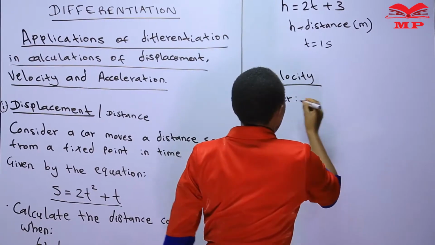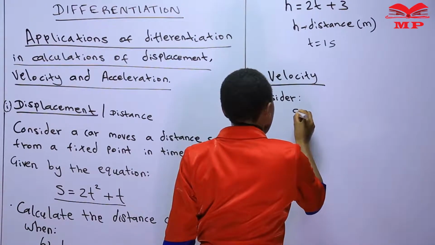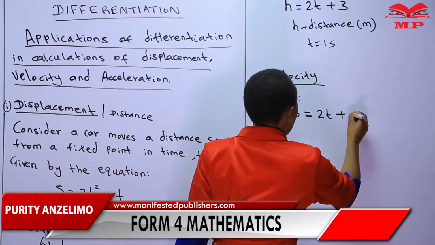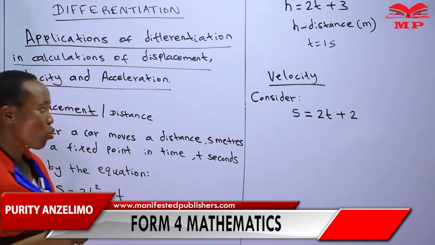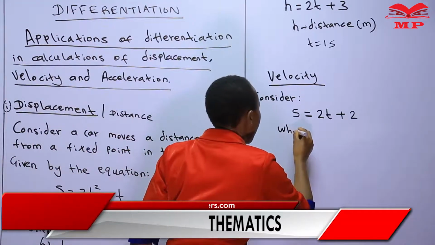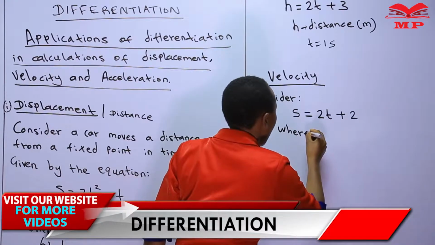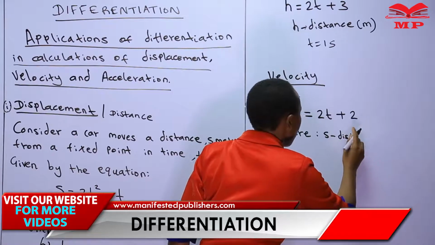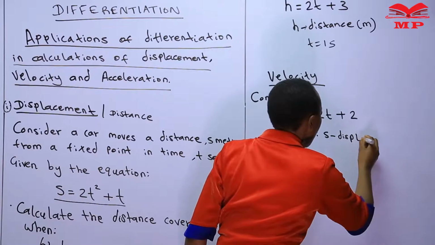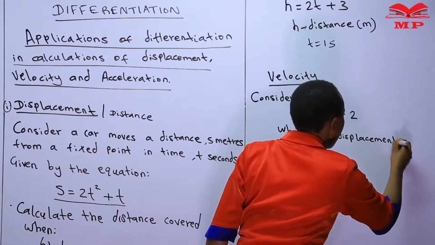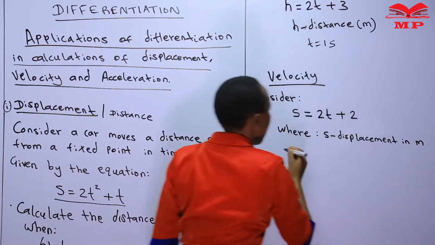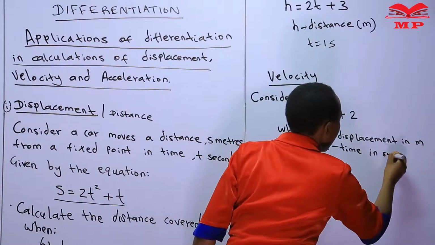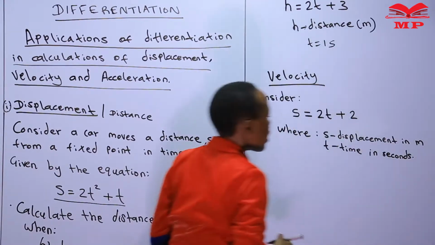So consider an equation whereby distance, s is the distance, is equal to 2t plus 2, whereby this is a body moving, covering a distance s, where s is the distance, or we can call it the displacement, in meters, and t is the time in seconds.